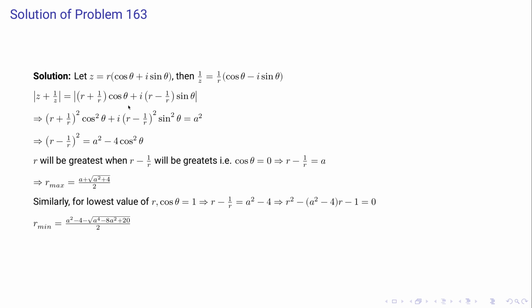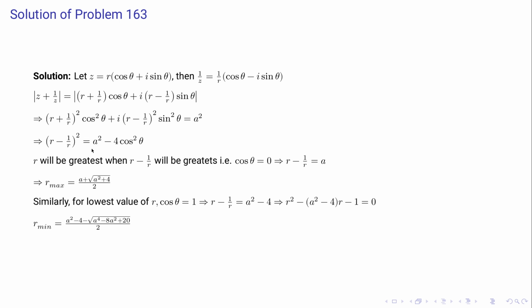So we square both sides. In this case, this is equal to a, so it will become r plus 1 by r whole square cos square theta plus r minus 1 by r whole square sin square theta is equal to a square. So after expanding this, we will have r minus 1 by r whole square is equal to a square minus 4 cos square theta. Now r will be greatest when r minus 1 by r will be greatest. That is, cos theta is equal to 0. So r minus 1 by r will be equal to a. So r max is a plus square root of a square plus 4, by 2.